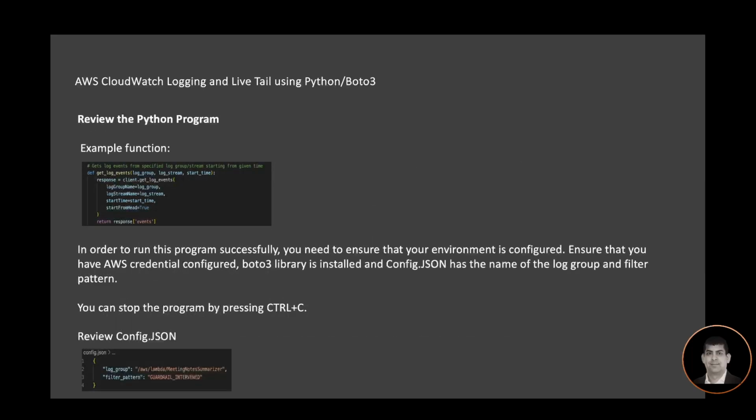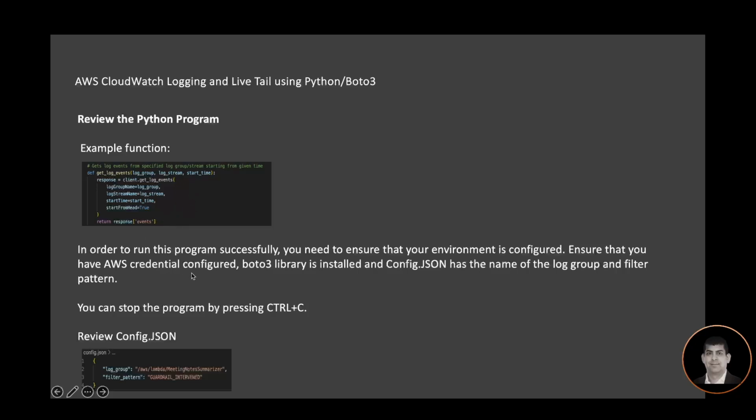Let's review an example function. So this is an example of get log event. I'm passing the log group, I'm passing the log stream, I'm also passing the start time, and then basically I'm returning the events in the response.